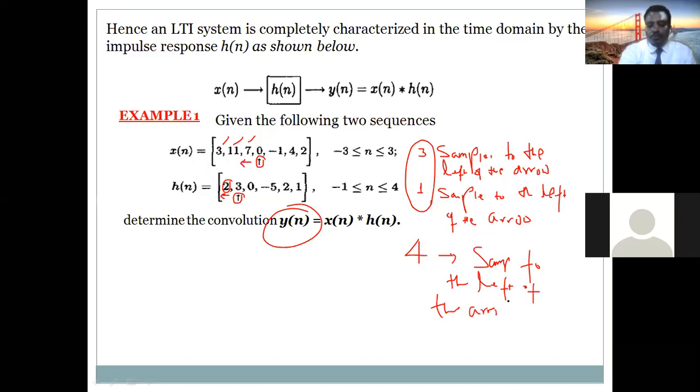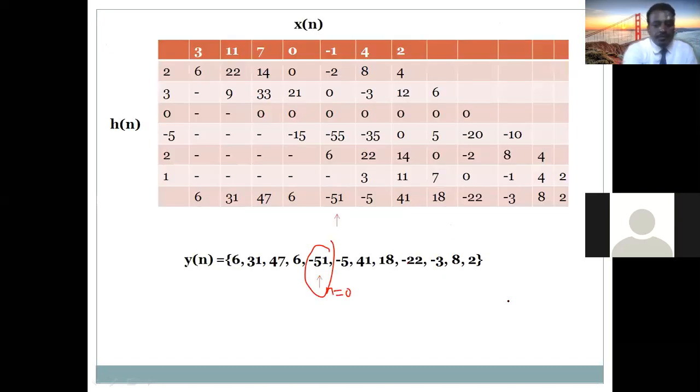Okay. So when you see here, how many samples to the left of the arrow? We count from here. 1, 2, 3, 4. Then we put our arrow. How many samples to the left? 4. Why we put 4 to the left? Because input has 3 samples to the left. Impulse response has 1 sample to the left. The output always must have 4 samples before the arrow.